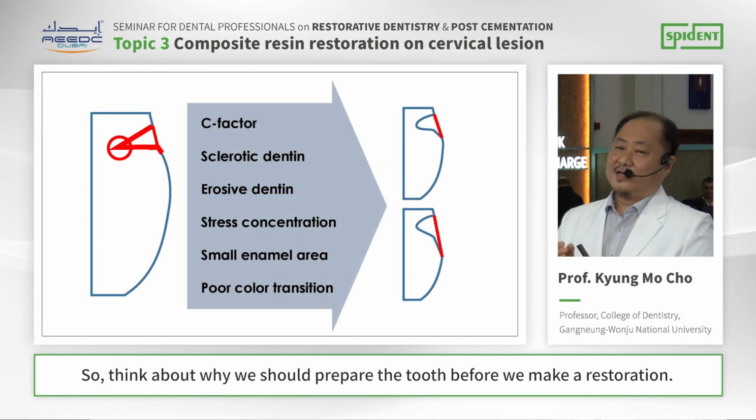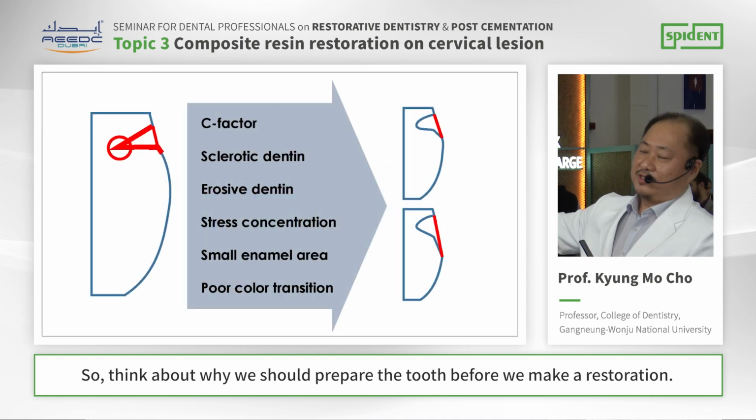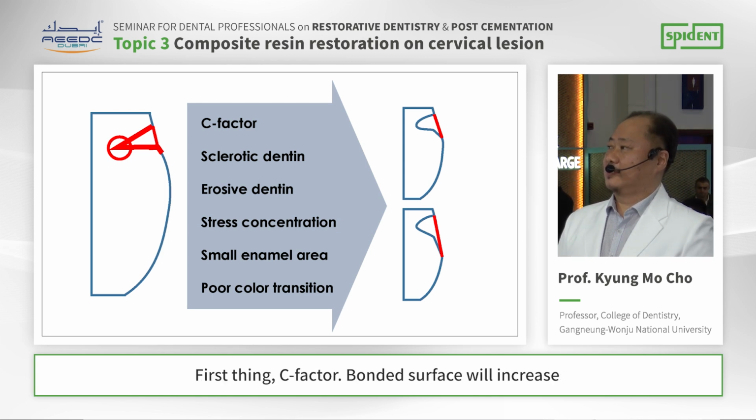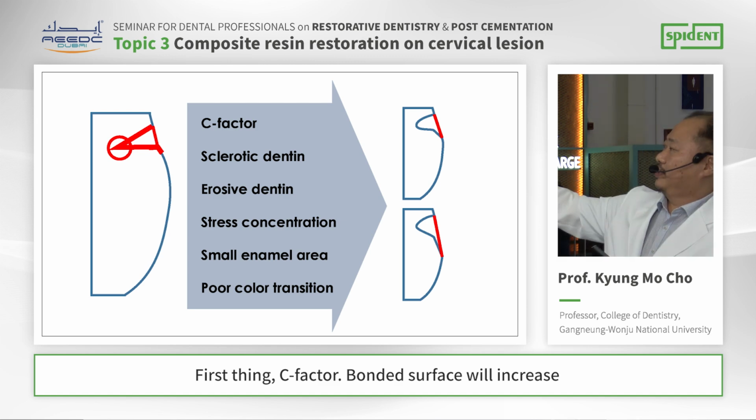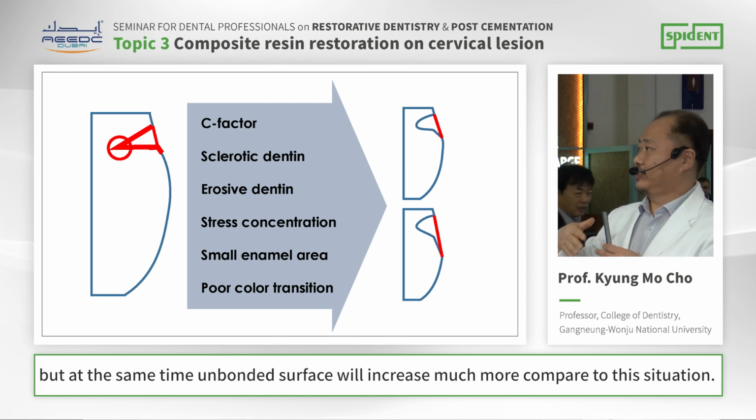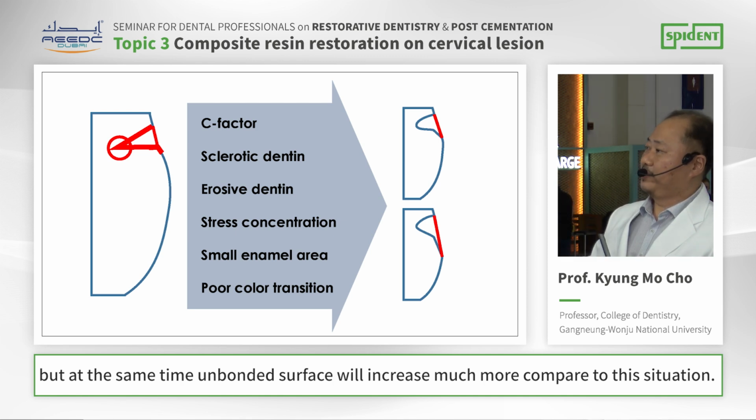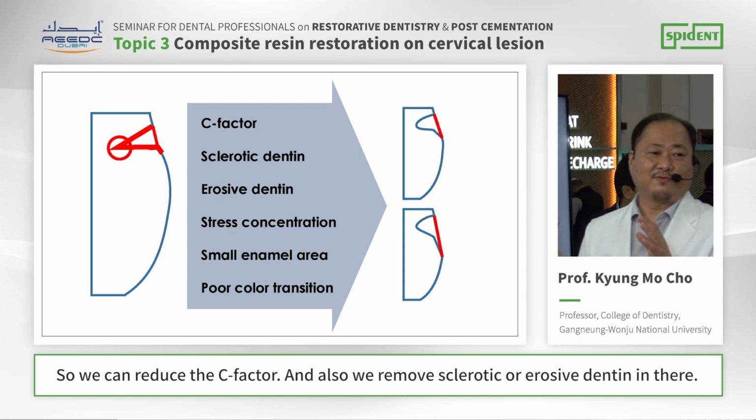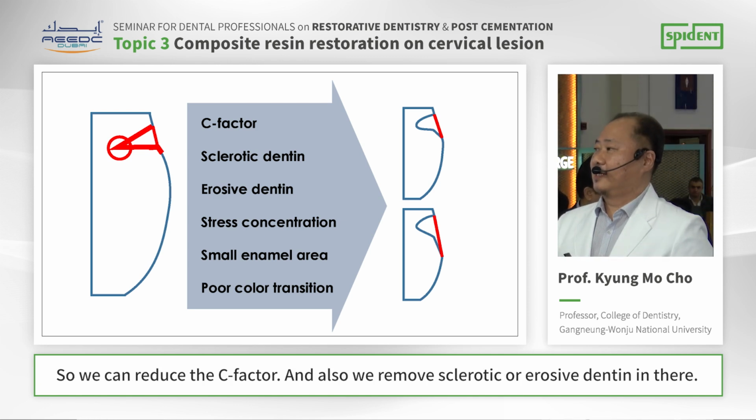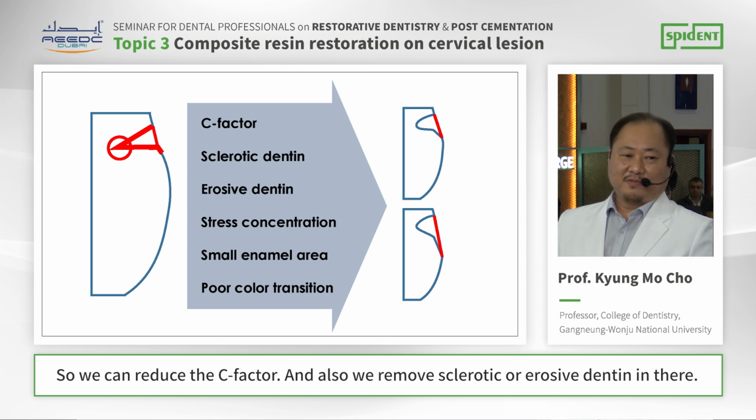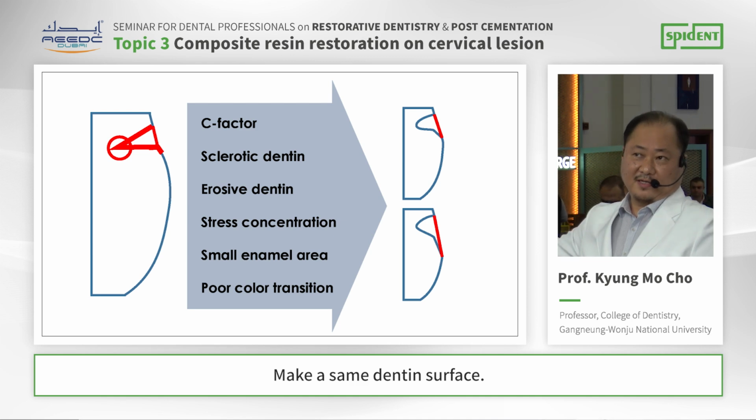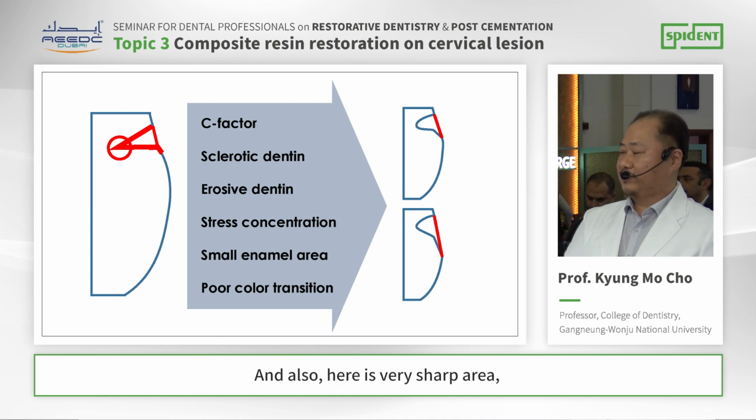So think about why we should prepare the tooth before we make a restoration. First is the defect. Yes, the bonded surface will be increased, but at the same time the unbonded surface will be increased much more compared to this situation, so we can reduce the defect, and also we can remove sclerotic or eroded dentin there and make a clean dentin surface.